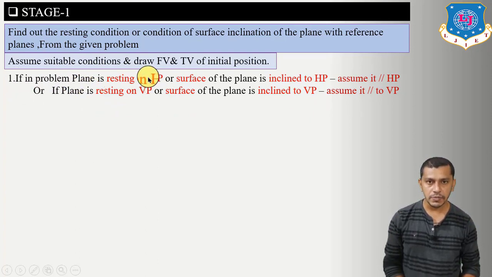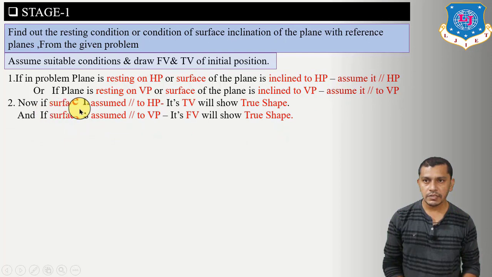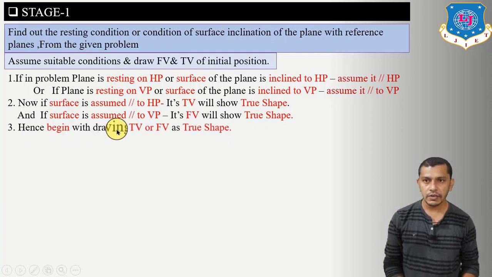If the plane is resting on HP, or if the surface of the plane is inclined to HP, then in the first stage we have to assume the surface of the plane parallel to the horizontal plane. And if the plane is resting on VP, or the surface of the plane is inclined to VP, then in the first stage we have to assume the surface parallel to the vertical plane. Now if the surface is assumed parallel to the horizontal plane, its top view will show the true shape, and if the surface is assumed parallel to the vertical plane, its front view will show the true shape in the first stage. Hence begin by drawing the top view and front view as true shape in the initial stage.